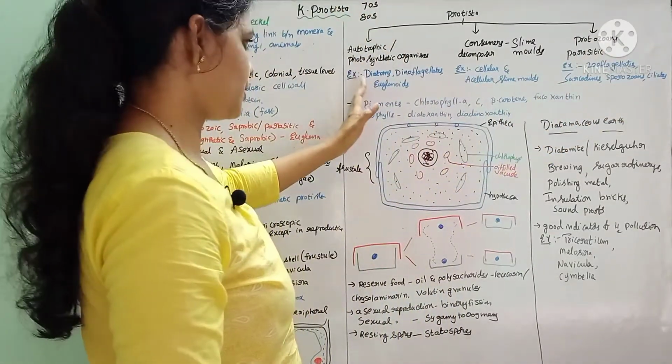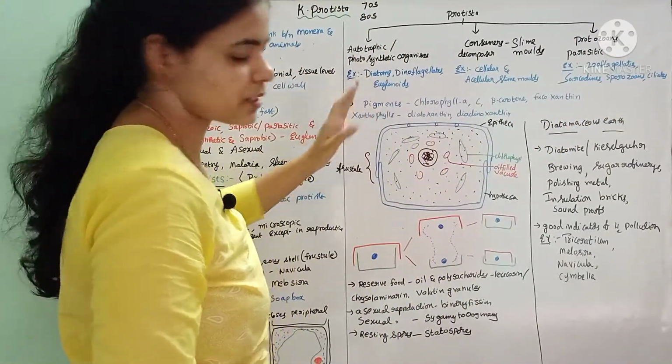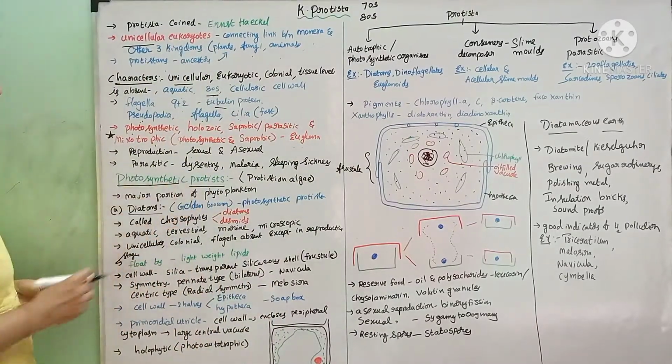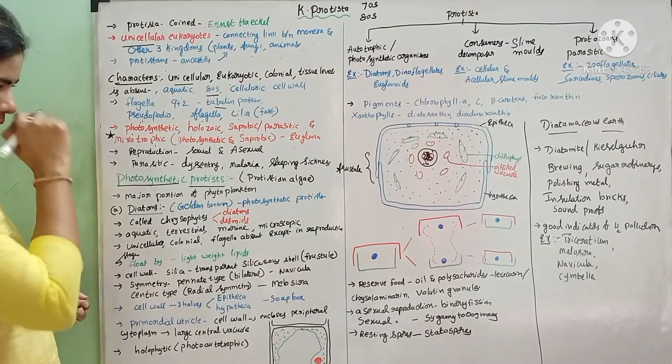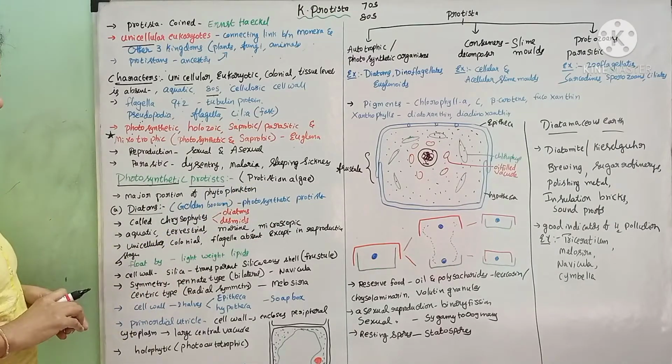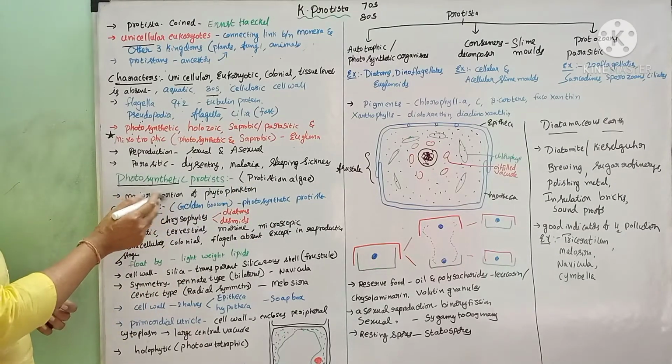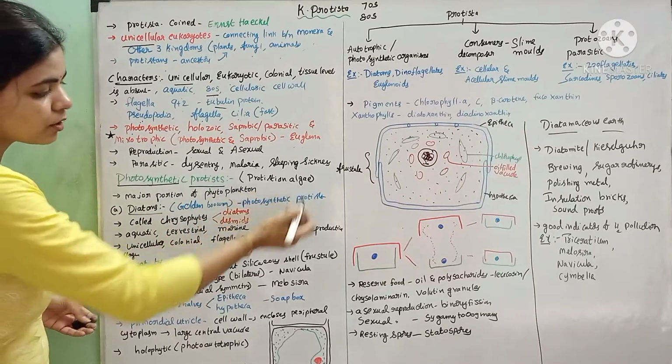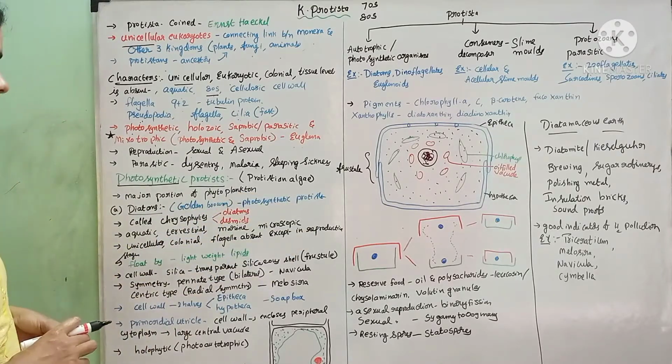The first one is autotrophic or photosynthetic protistans. If you see the photosynthetic protistans, they are also called protistan algae. What is another name of the photosynthetic protistans? They are also called protistan algae.